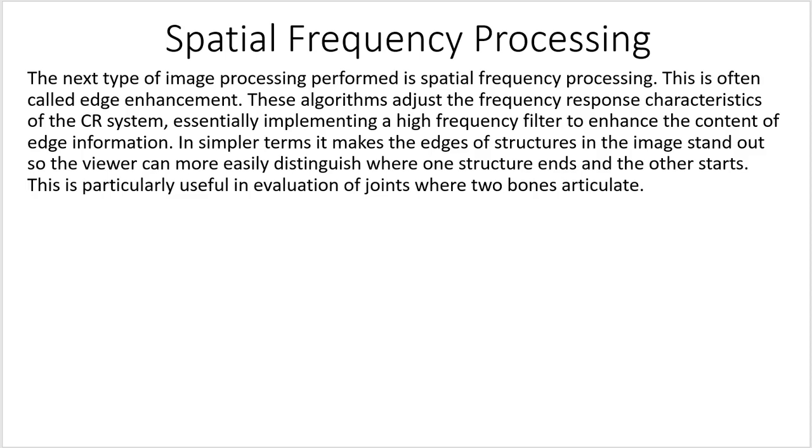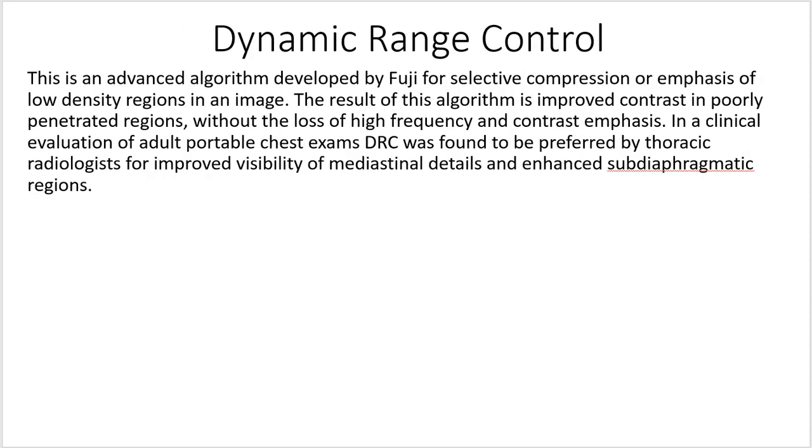This is particularly useful in evaluation of joints where two bones articulate. Right? So you've got two bones, right? The elbow joint, where the elbow meets the upper arm. You want to see those edges. Edges are very important when looking at x-rays. Also, when you determine if a bone is fractured or not, you want to look at the edges. That's where a fracture begins. If it doesn't go all the way through from one edge to another, it's not a fracture. It's something else happening inside the bone. So, edge enhancement or spatial frequency processing is very important to how the diagnostic process takes place.